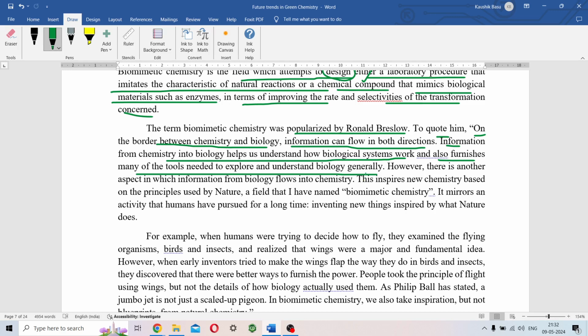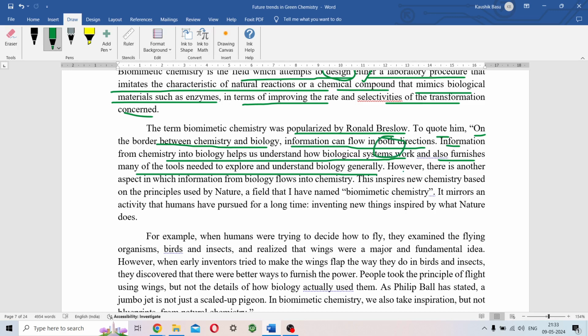Or there are certain aspects of chemistry which measure the rate or the fate of the reaction, how exactly the mechanism operates, what are the intermediates, and those tools can be used to decipher a biological reaction which is happening inside your cell, or for that matter any living body, and from that you can gain insight into the biological process. But that is something where information is flowing from chemistry into biology. However, he said that information can flow in both directions, right?